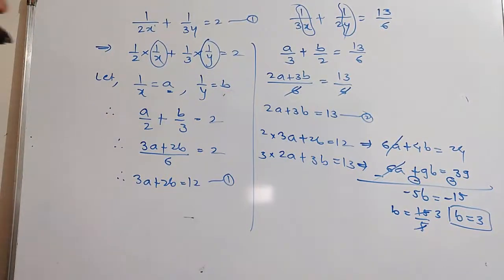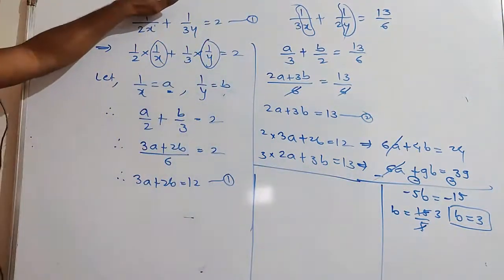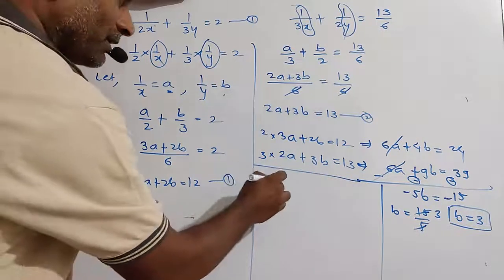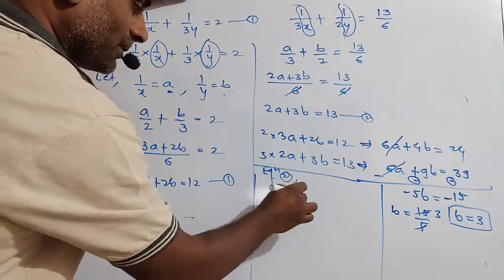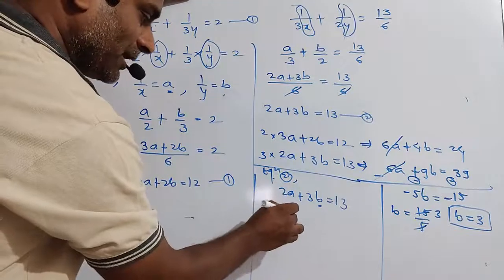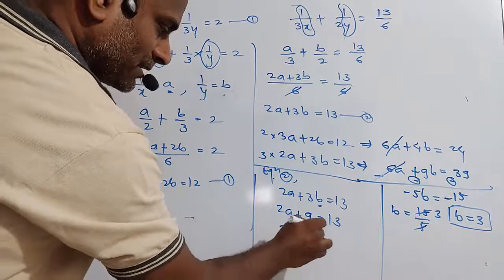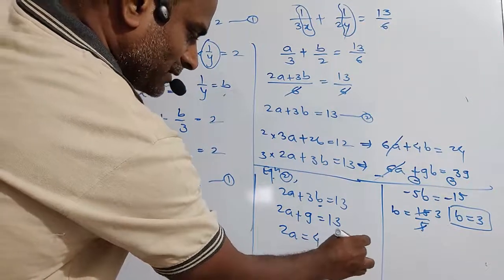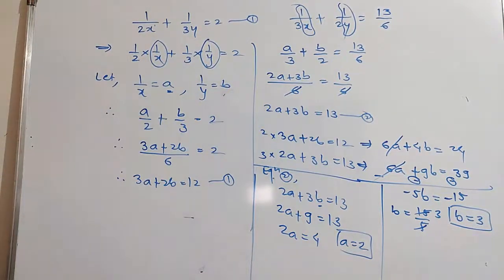Now this value of b we can substitute in any of the equations to get the value of a. Here we have equation 2: 2a plus 3b is equal to 13. Put the value b is equal to 3. So 2a plus 3 threes are 9 is equal to 13. 2a is equal to 4. a is equal to 2. So we got here the values of a and b.